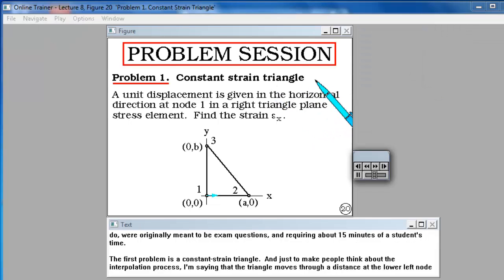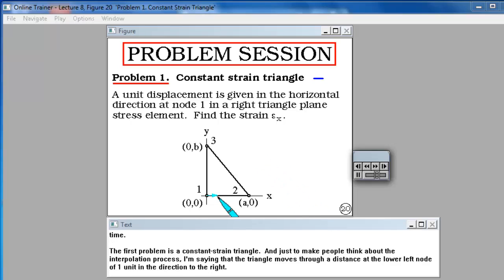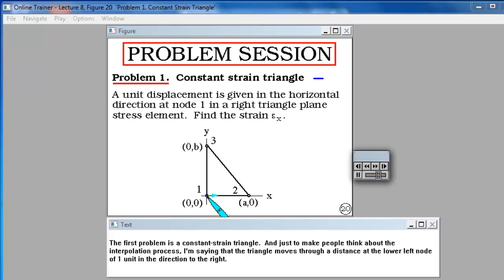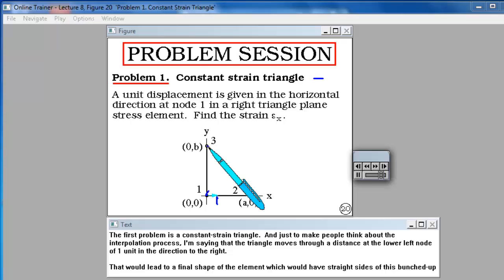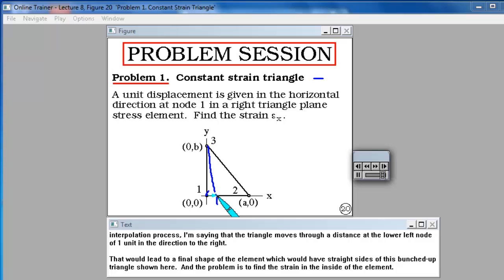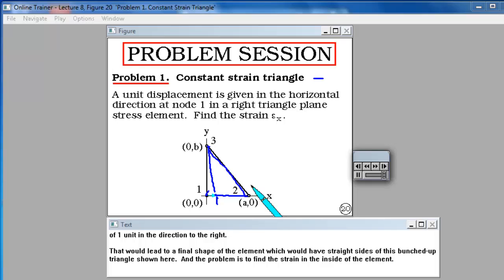The first problem is a constant strain triangle, and just to make people think about the interpolation process, I'm saying that the triangle moves through a distance at the lower left node of 1 unit in the direction to the right. And that would lead to a final shape of the element, which would have straight sides of this bunched up triangle shown here. And the problem is to find the strain in the inside of the element.